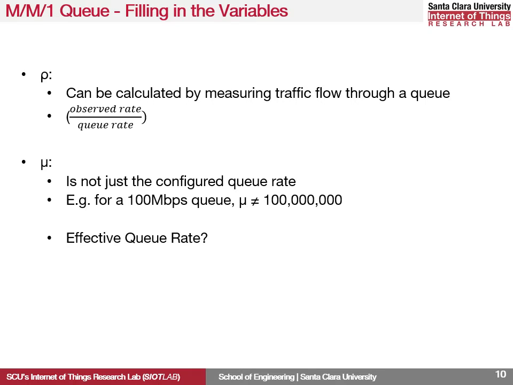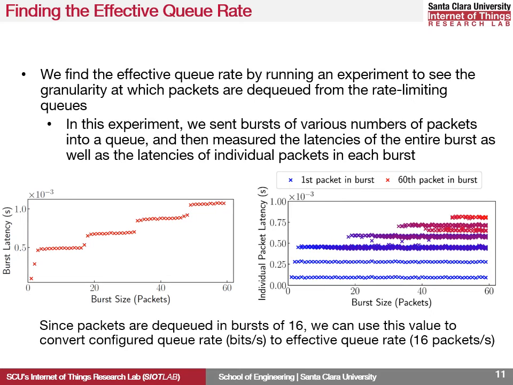This is because the queuing system does not actually dequeue the queue one bit at a time. To find the correct queue rate that can be plugged into the M/M/1 queue latency equation, we must first find out the granularity of our queuing system, or the effective queue rate. We determine the effective queue rate by running an experiment to observe the granularity at which packets are being dequeued from the rate-limited queues.